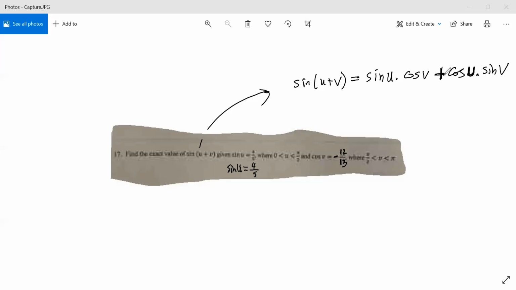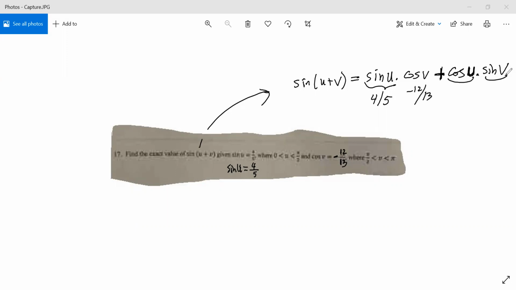Now we need to figure out what is given to us. So this is given to us, right? This is 4 over 5. We need to find this one, and cosine of v is given to us, which is negative 12 over 13. And we're going to have to figure out these two, right?